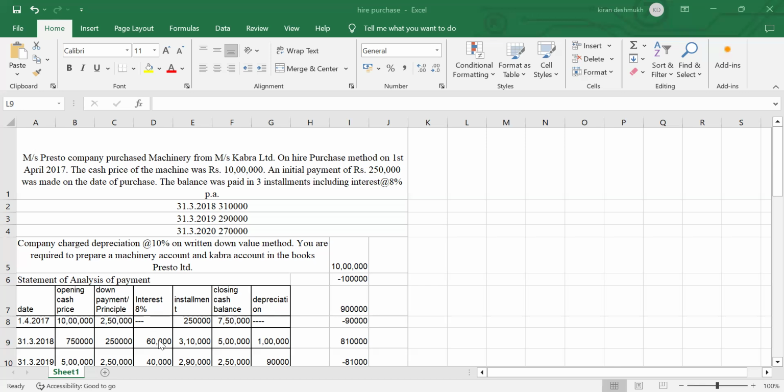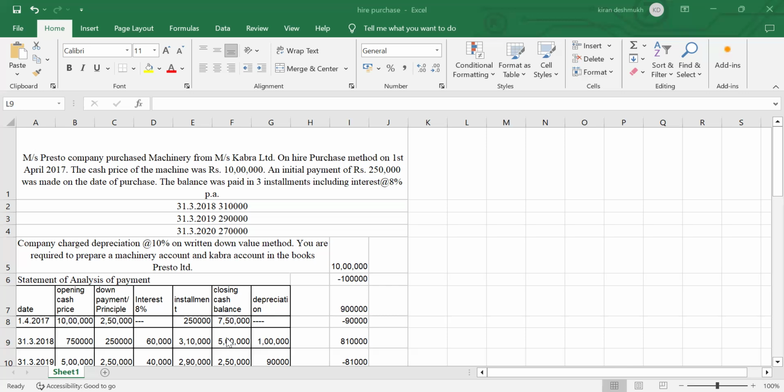As given in the question, balance was paid in 3 installments including interest, and the amount given is rupees 3,10,000. So here installment price is 3,10,000. This is the interest amount. So the principal balance will be 2,50,000. We will be deducting 2,50,000 from 7,50,000. Closing balance will become 5 lakhs.